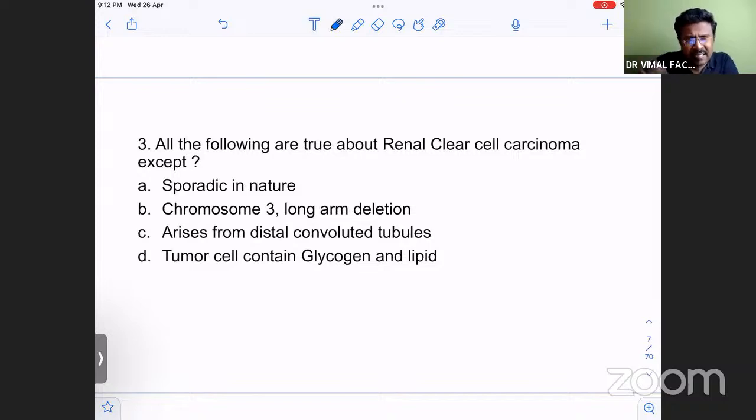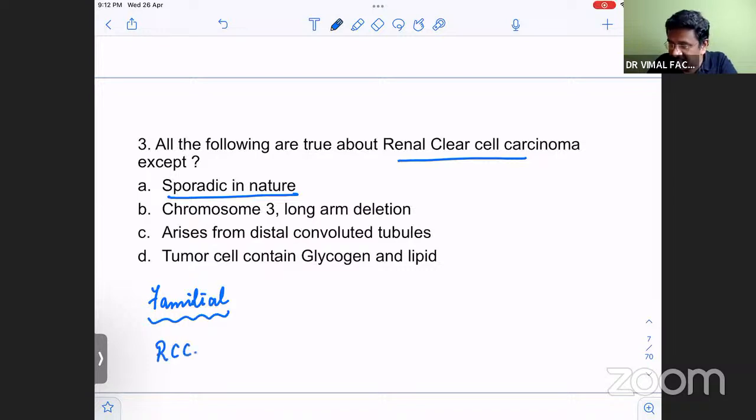Yes, now let's analyze the options one by one. Renal cell clear cell carcinoma is sporadic in nature. Mostly it is sporadic in nature, but it also has familial occurrence. In familial cases, what syndrome are you aware of? If I tell you familial, what syndrome and what gene will come to your mind? Yes, you will be thinking of VHL.